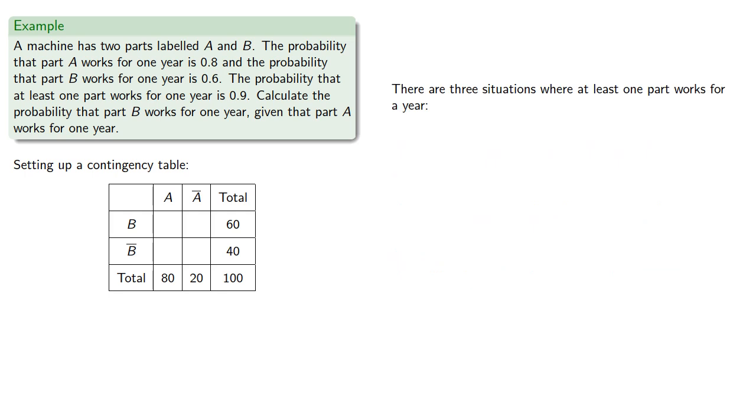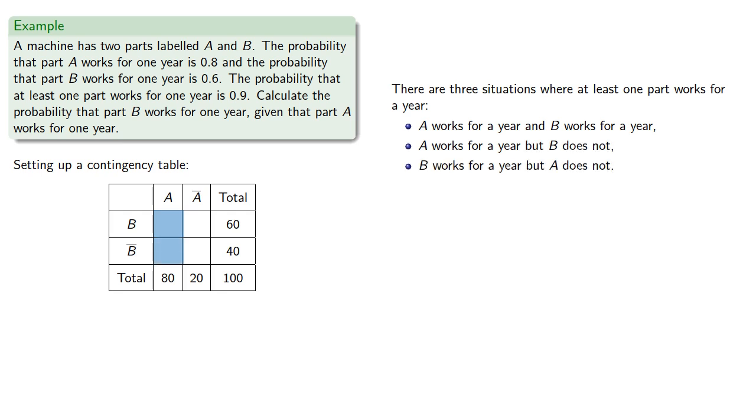Now, there are three situations where at least one part works for a year. Either A works for a year and B works for a year. That's this box. A works for a year but B does not. That's this box. And B works for a year but A does not. And that's this empty box.